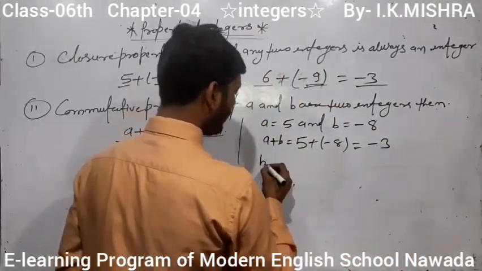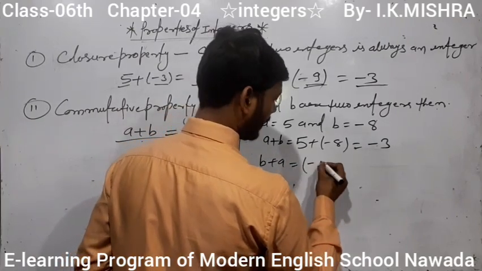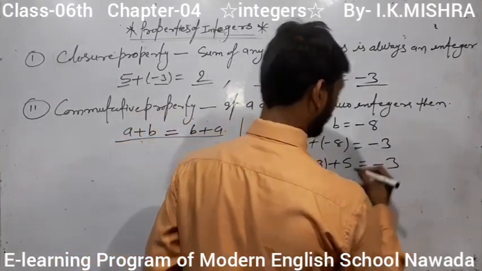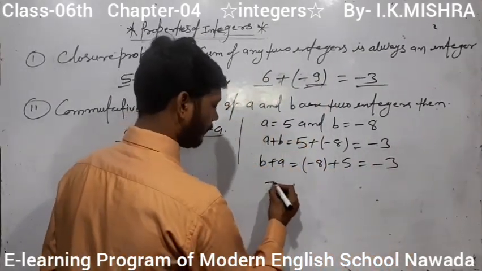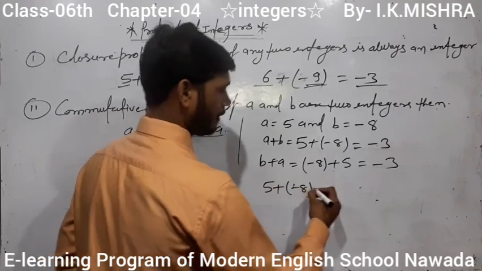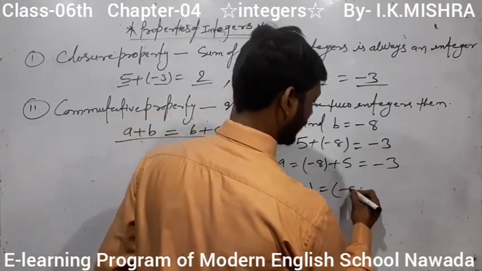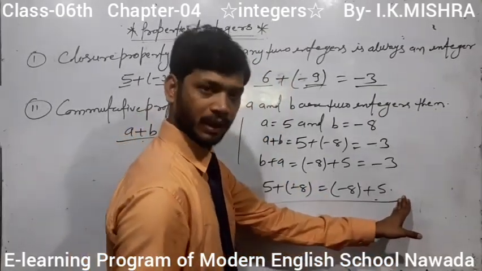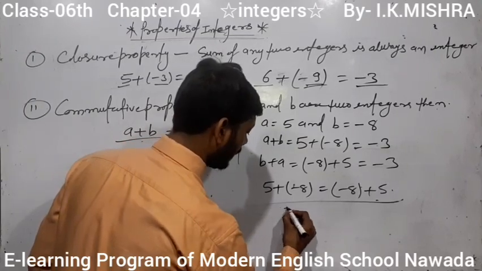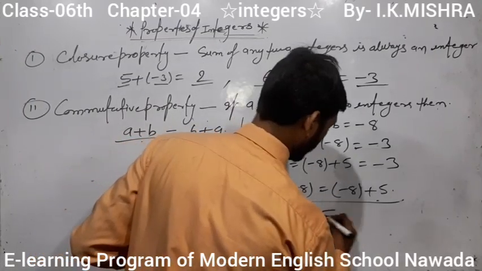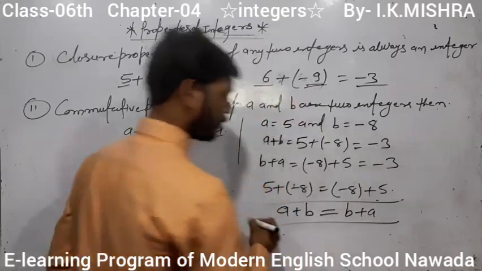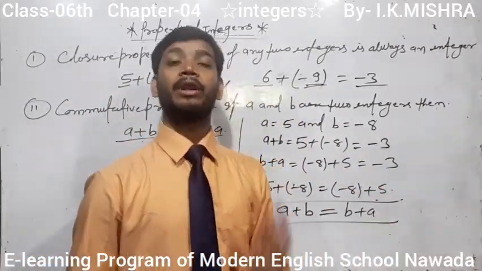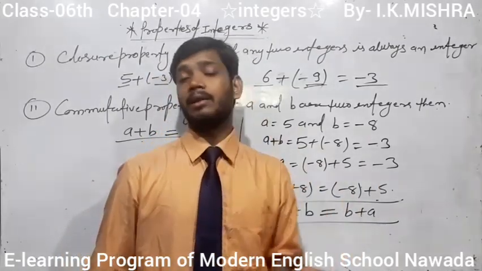Now B plus A, that means minus 8 plus 5. Friends, its value is also minus 3. So friends, here you can write 5 plus minus 8 is equal to minus 8 plus 5. In both cases the values are equal. Hence you can say A plus B is equal to B plus A. And friends, this rule, this law, this property is known as commutative property of addition for integers.